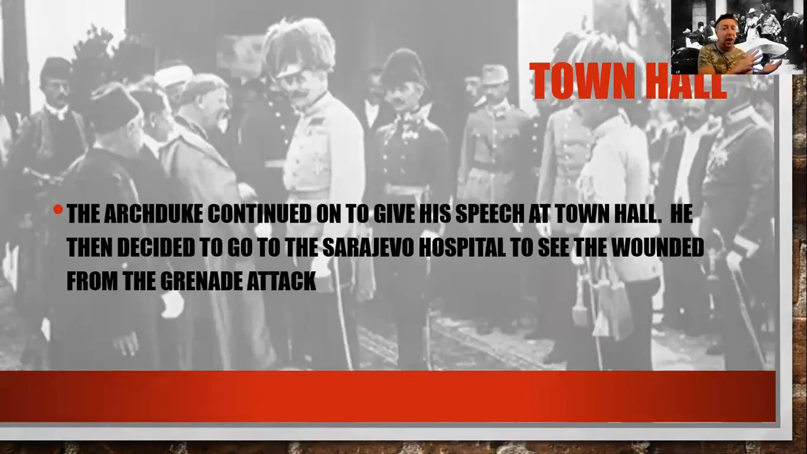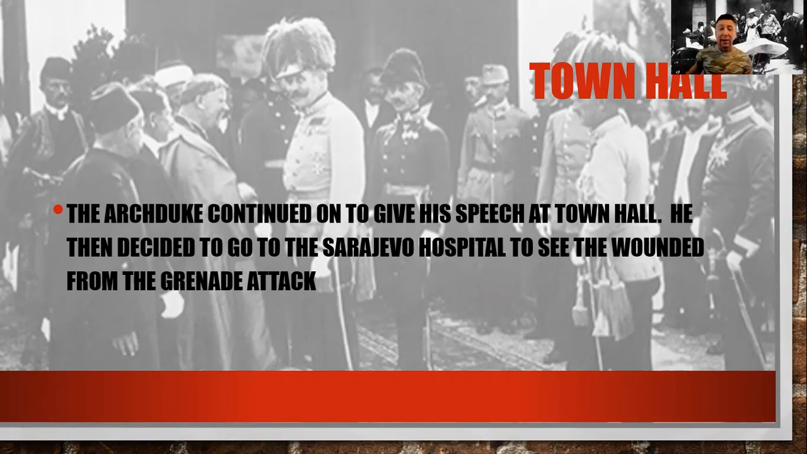As the Archduke continues on his way, he ends up at the town hall. He meets the mayor. He gives his speech. He meets with some of the soldiers of the military. And then he decides that he and his wife are going to go to the Sarajevo hospital so that they can go meet with the wounded from the grenade attack, the civilians, the police officers. It is a noble gesture to see how they were, make sure that they're doing okay. And then he and his wife decide that they're going to go back to the hotel.